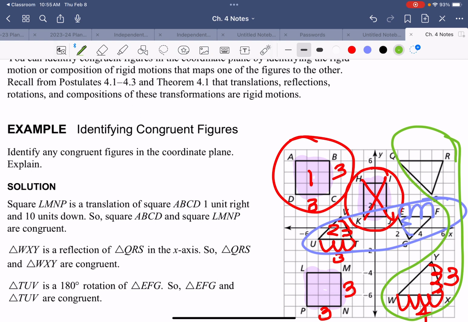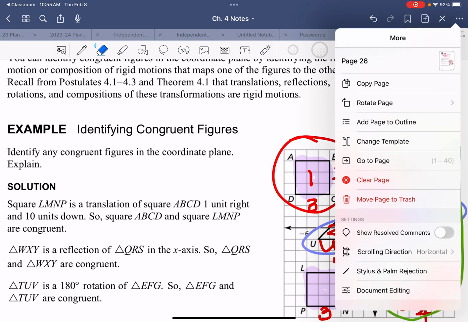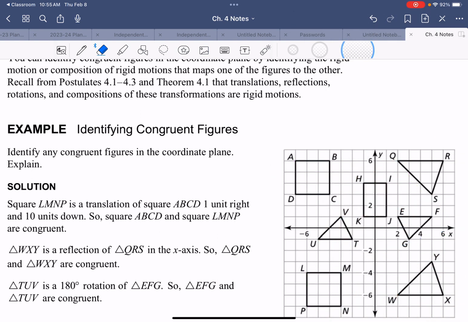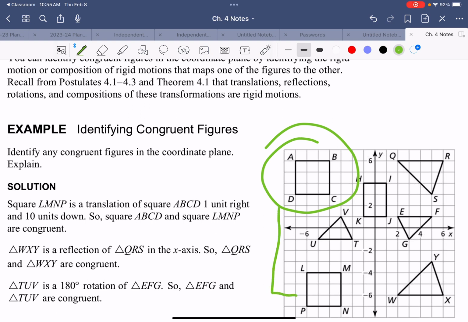Now, where we're going with this is, let's go back. Give you a second to write. And now I'm going to erase it. Yes, clear that page off. How did you go from this initial square? What transformations can you do to move it to here? And to me, I'm going to slide it.